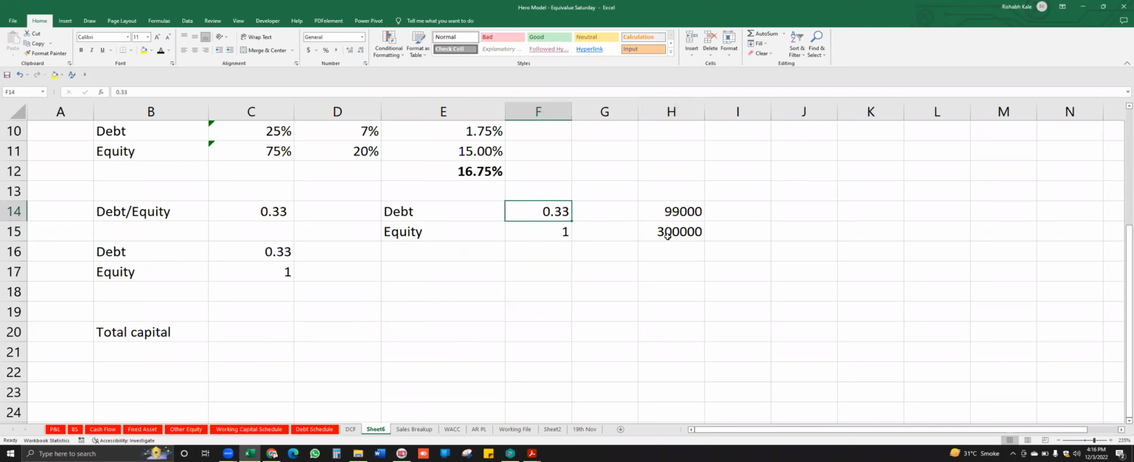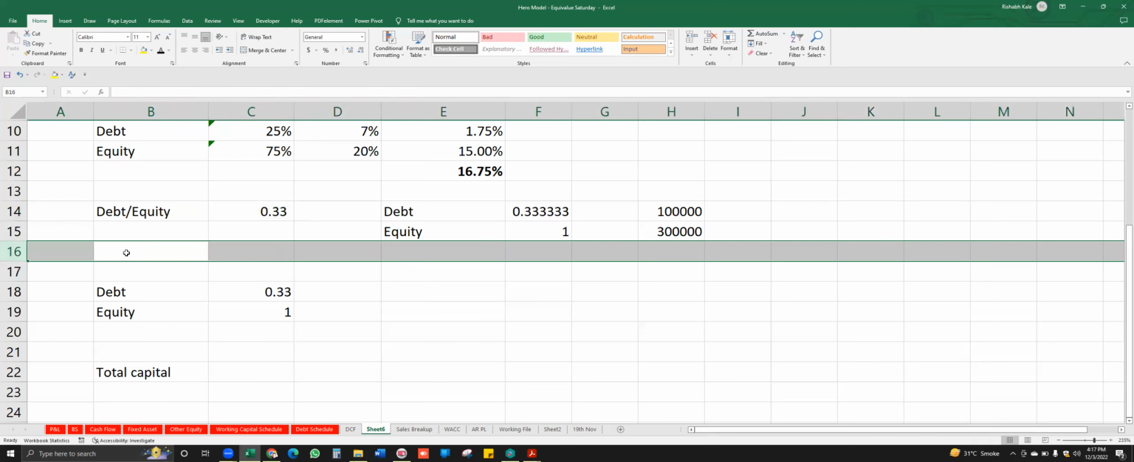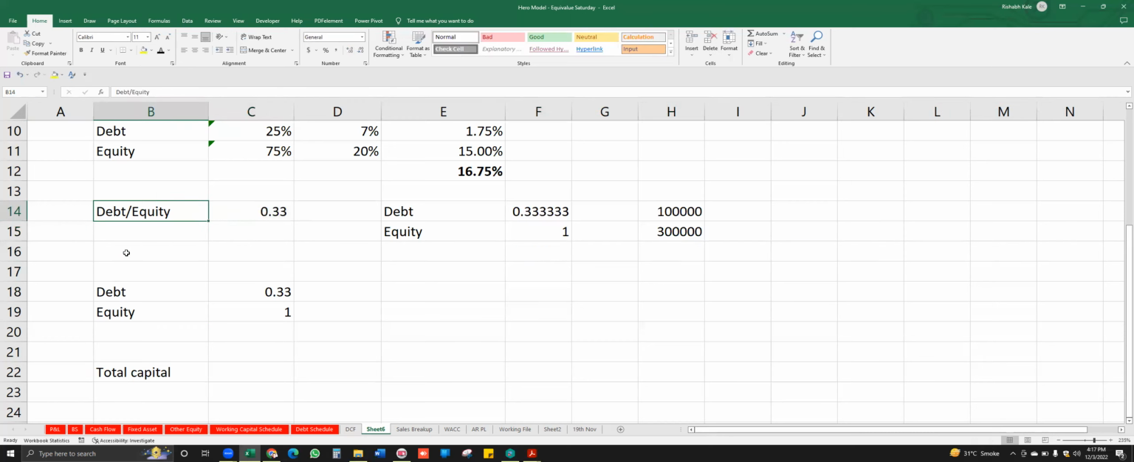Almost, because it's 0.3333, okay? Right? And this debt to equity means that if your equity is 1, your debt is 0.33. That is what this ratio means. Every time, this is also something you have learned in school only, okay? Fractions.